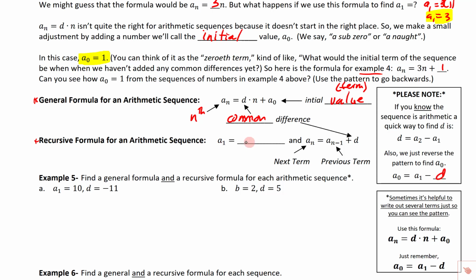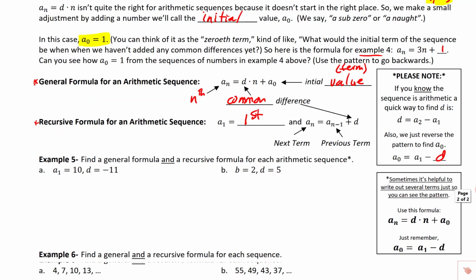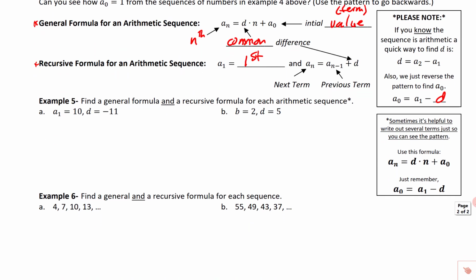So a sub 1, again, is the first term. Okay, it's not a sub 0, it's not a naught, it's the first term. Again, unless we're told otherwise, we always start by plugging in a 1 for the index. Okay, and a sub n, that's the next term, and a sub n minus 1, that's the one right before it, so we'll call that the previous term, and then we're just going to add the common difference. And we just want to make these look as nice as we possibly can.